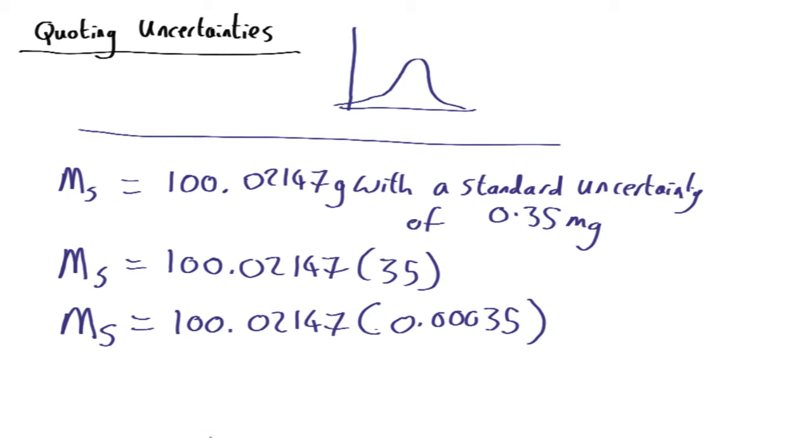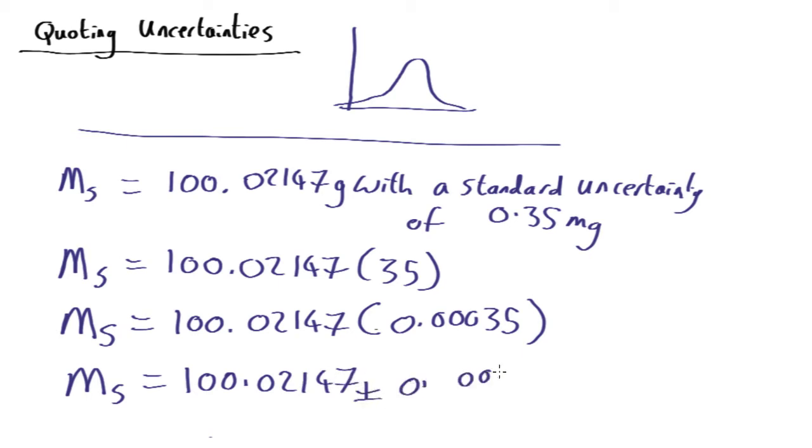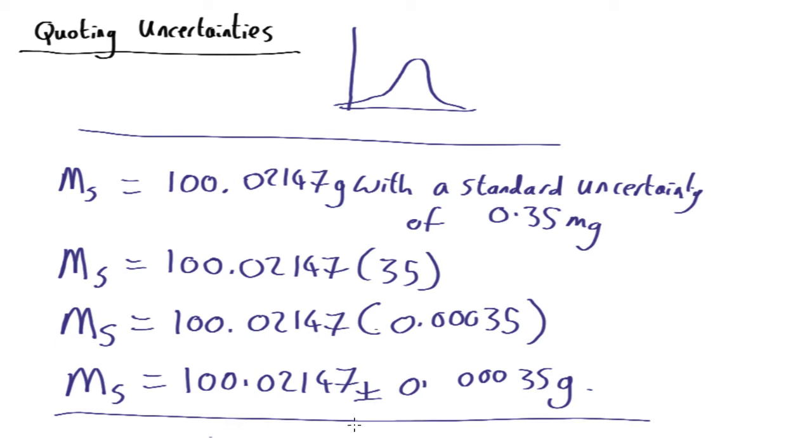Now the final method is actually the one that's most widely used, but the GUM actually deprecates it. That's to use the plus or minus notation. So you can say ms equals 100.02147 plus or minus 0.00035 grams. That's the one you'll see most often.